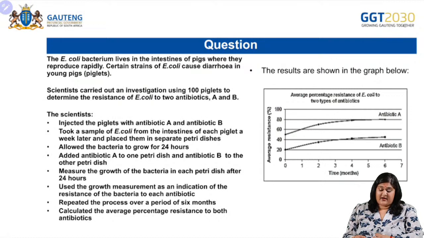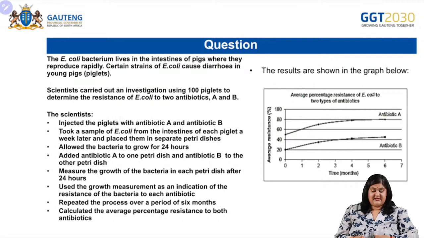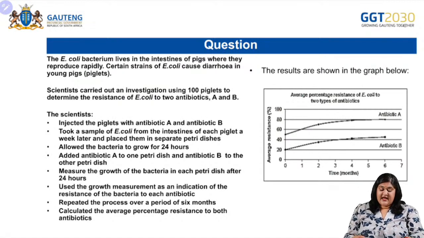to grow for 24 hours, added antibiotic A to one petri dish and antibiotic B to the other, measured the growth of the bacteria in each petri dish after 24 hours, used the growth measurement as an indication of the resistance of the bacteria to each antibiotic, repeated the process over a period of 6 months, calculated the average percentage resistance to both antibiotics.